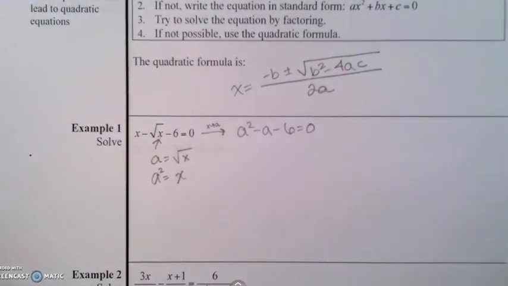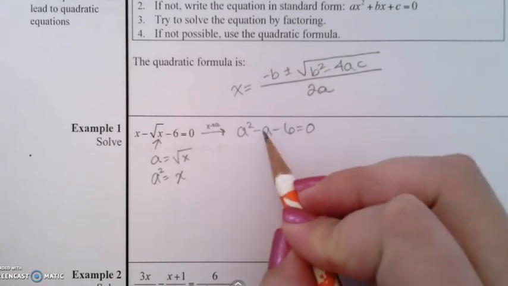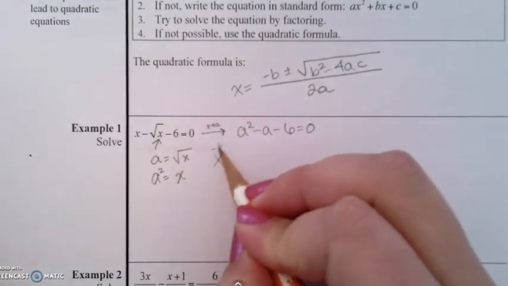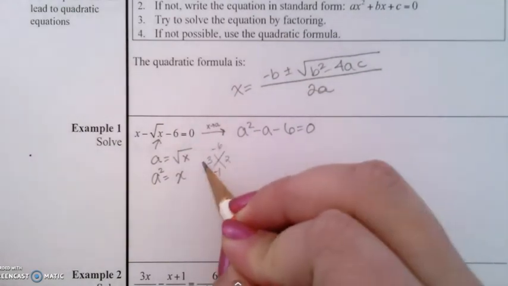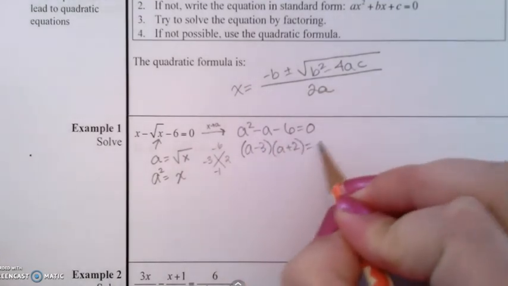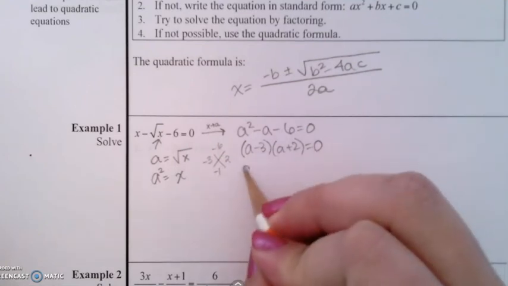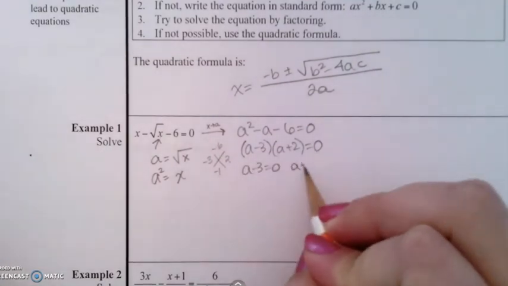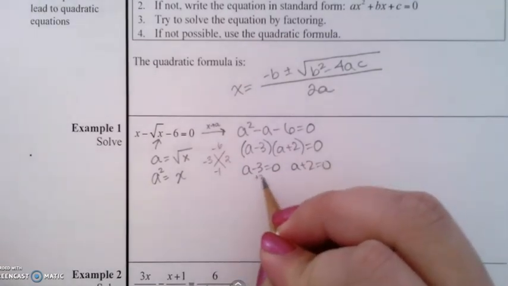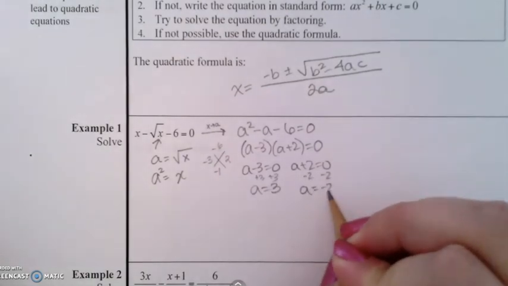That is quadratic. From here, we want to use our quadratic methods. Always try factoring first. What two numbers multiply to -6 and add to -1? Well, if we look, -6 and -1 is 3 and 2, where the 3 is negative. So this becomes a minus 3 times a plus 2 equals 0. And then we say, okay, nice, we've got it factored. It's already set equal to 0. So now we can set each factor to 0. A minus 3 is 0. A plus 2 is 0. So plus 3, a is 3, minus 2, a equals -2.